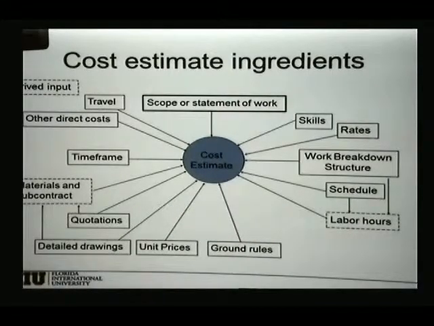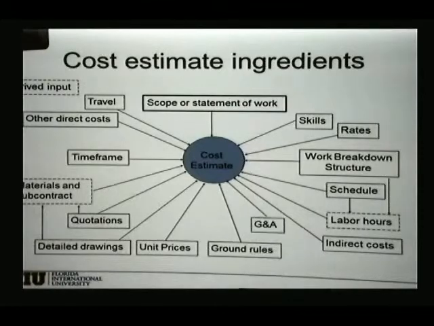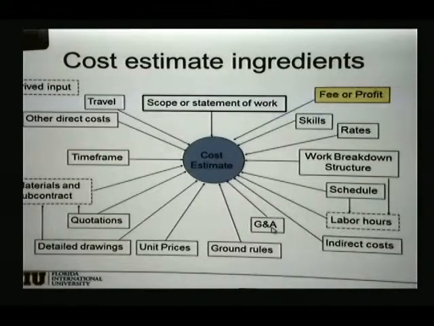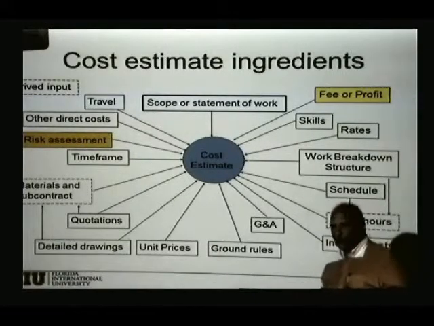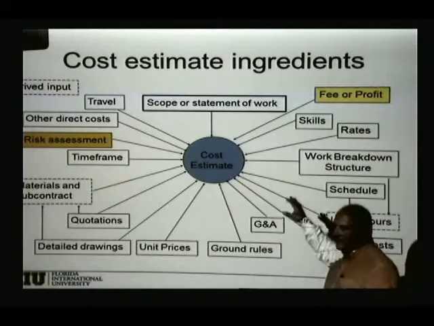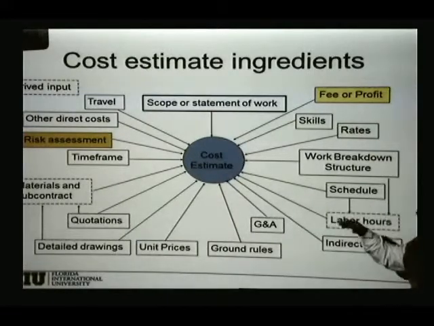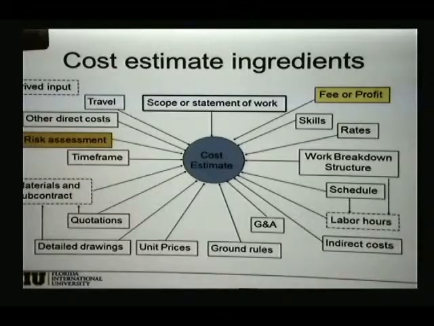Figure out your labor, your materials, and then you start adding other costs. Other direct costs, you may have travel, other indirect costs, general and administrative costs. And then on top of that, you add your fee or profit, and then you charge your customer the price, right? Sometimes we will also do a risk assessment, figure out what can go wrong, how much is that going to cost you, and then add a cost of contingencies, in case the things go wrong.